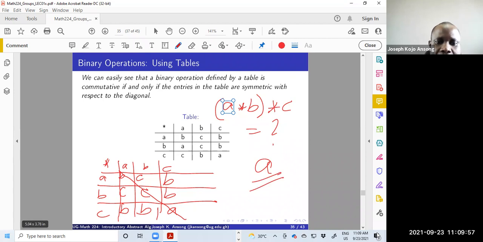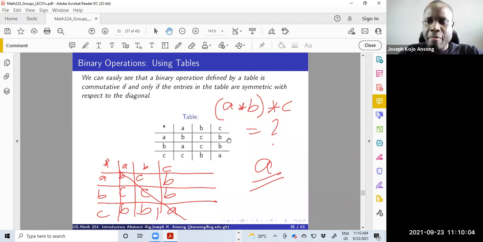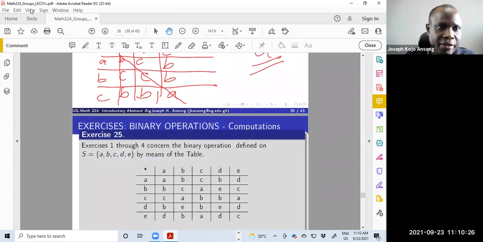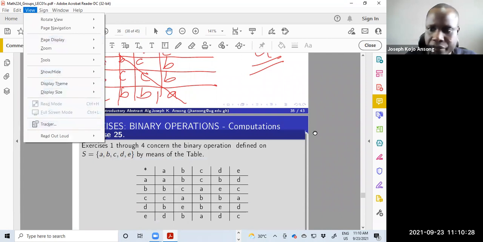All right, good. So that brings us to the end of binary operations in general. We looked at binary operations. We looked at closure, and we looked at some examples of that. We looked at what it means for a binary operation to be commutative, and what it means to be associative. So go over some exercises. I have some exercises here. You can go over them.